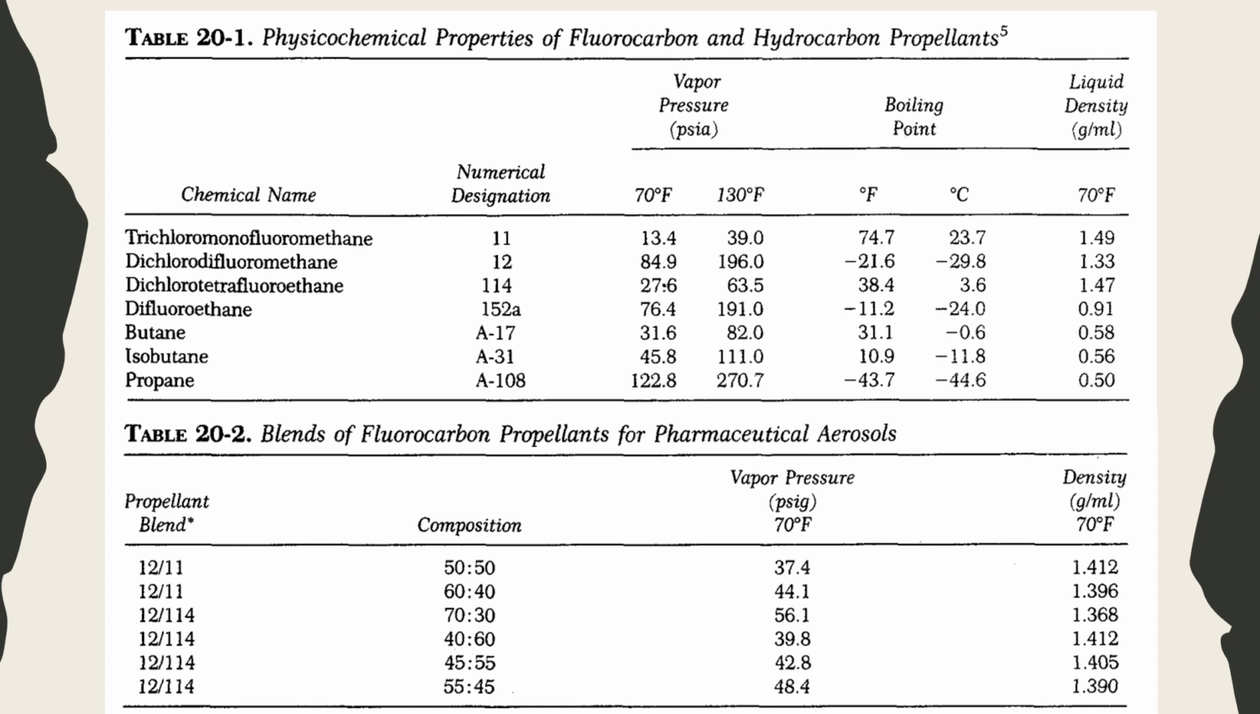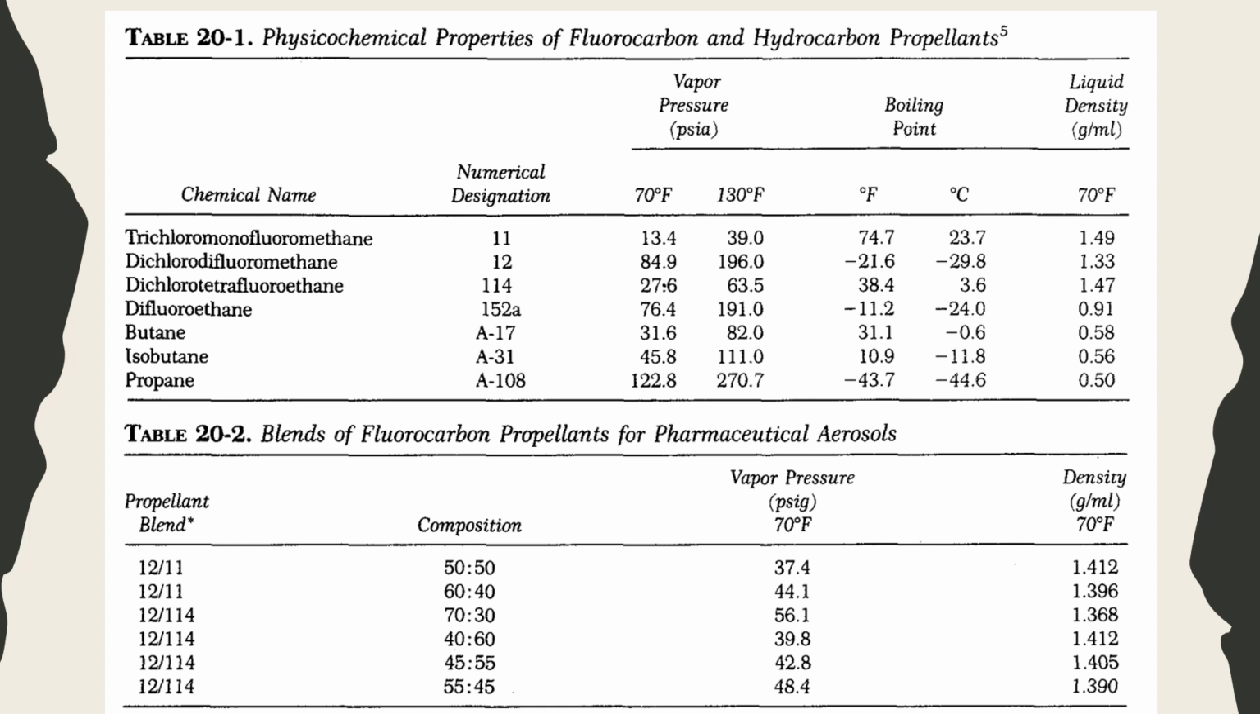So let's talk about trichloromonofluoromethane. It has the numerical designation 11, and at 70 Fahrenheit the vapor pressure is 13.4 and at 130 Fahrenheit the vapor pressure is 39.0. The boiling point in Fahrenheit is 74.7 and in Celsius is 23.7, and liquid density is 1.47 at 70 degrees Fahrenheit. And in the next table, there are more examples of butane, isobutane, propane, difluoroethane.